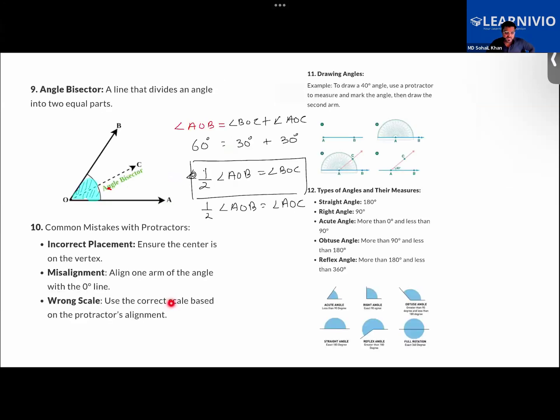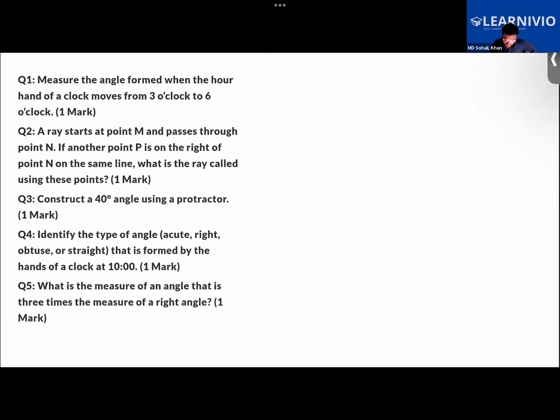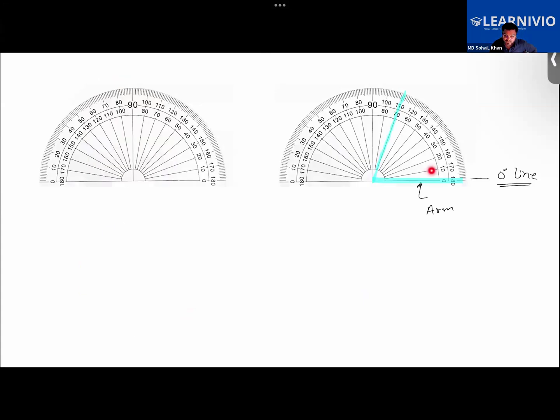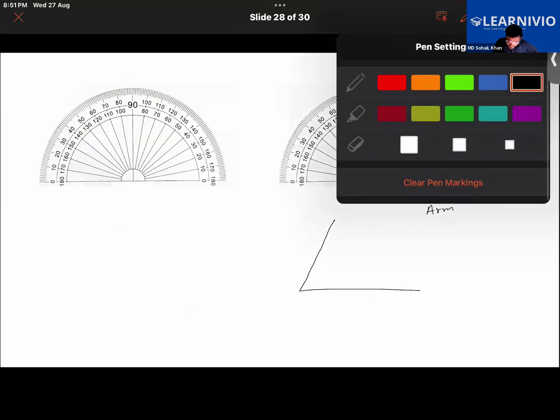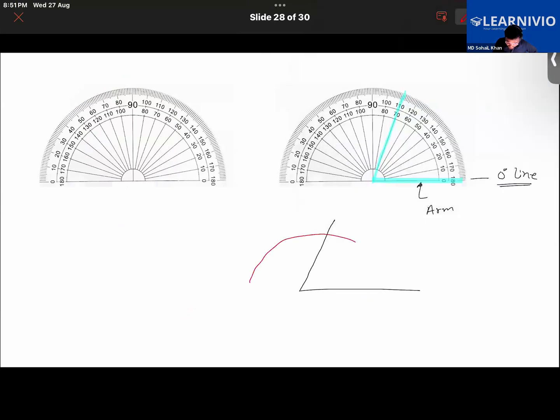Then we have to use the correct scale based on the protractor's alignment. Like you are measuring this angle, like this is the angle given to you. So how are you going to align the protractor? Are you going to align the protractor in this manner, or in this manner? The first one. So the alignment of the protractor should also be proper.